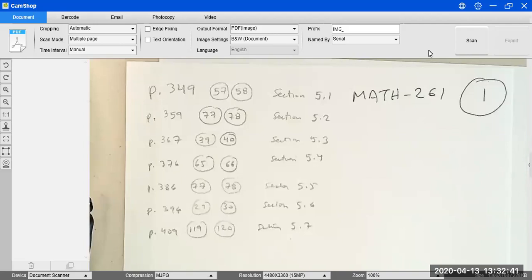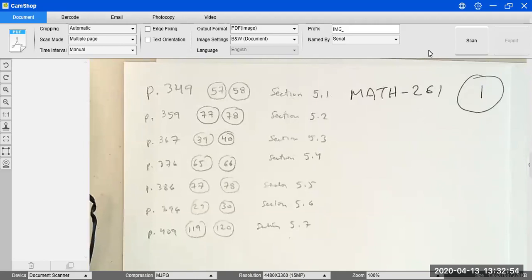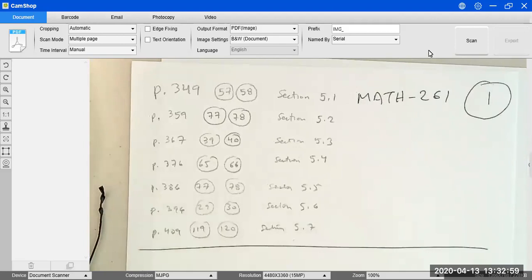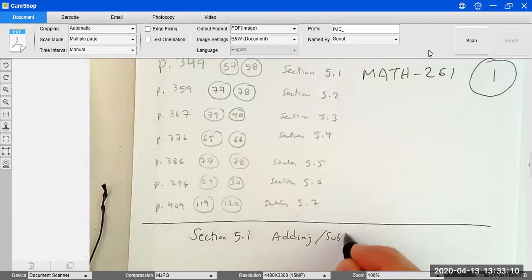Okay, we have section 5.1, and we're going to start with problem 349. So section 5.1 is about adding and subtracting polynomials.